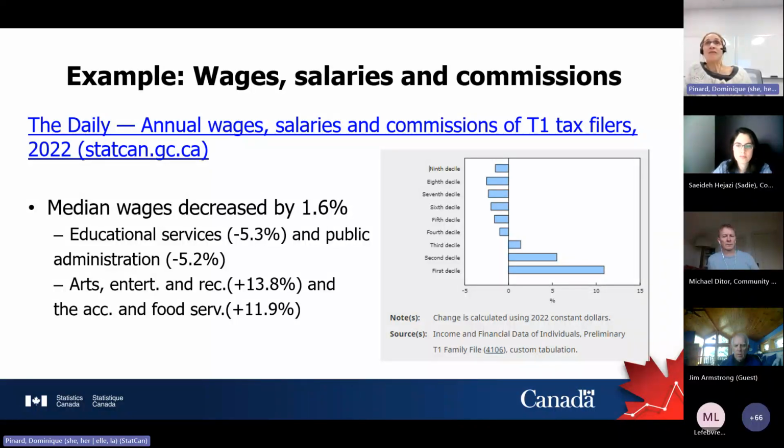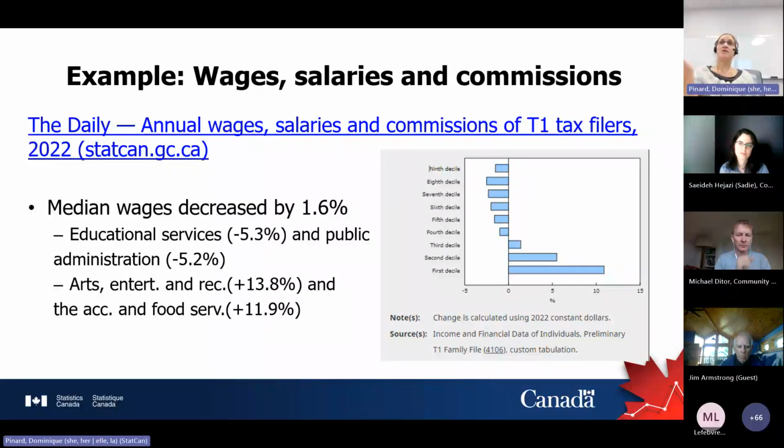Now you see that in 2020 and 2021, the industries of arts, entertainment, and recreation, and accommodation and food services were hit harder in terms of median income than other industries, and they're kind of catching up. In 2022, in the arts, entertainment, and recreation industry, the median wage was up 13.8%, while it was 11.9% in the accommodation and food services industry. So they're kind of catching up to come back to their 2019 levels.